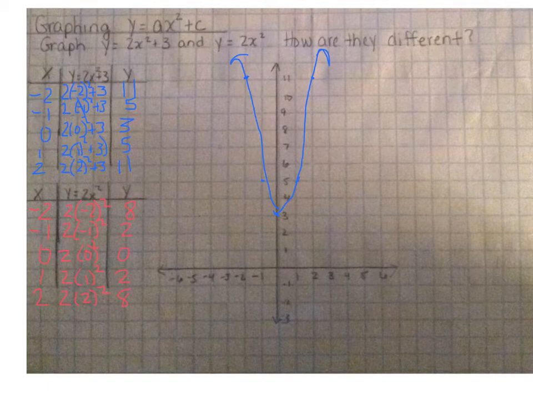So negative 2, 8. Negative 1, 2. 0, 0. 1, 2. And 2, 8.